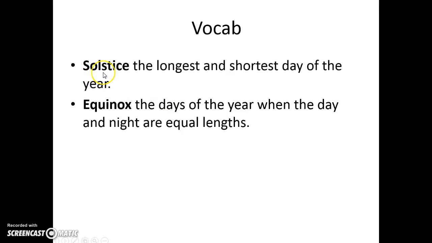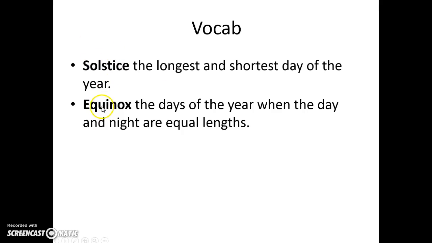The solstice are the longest and shortest day of the year. We get the winter solstice and the summer solstice. Winter solstice is usually around December 20th or so. Summer solstice is usually around June 20th. So we'll be celebrating the summer solstice not long before you begin your summer vacation. There's a reason to celebrate.